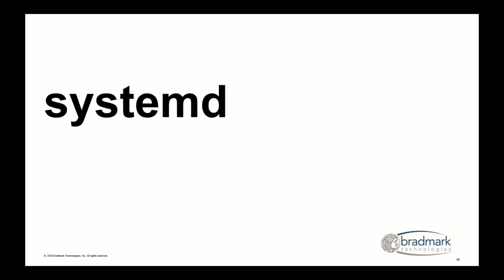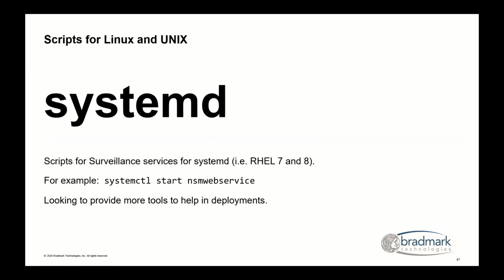But for those of us that have to deal with System D, we do have scripts for System D coming in our 5.1 product, so we can easily create a service and we can easily start the service with these scripts. So if you're on a Red Hat 7 or an 8, for example, we provide the scripts to make it easier to do the deployment. And in fact, we want to do this on other Unix systems as well and other platforms. So we're trying to do whatever we can to help deployments on the Unixes, on Linux, those kinds of things.